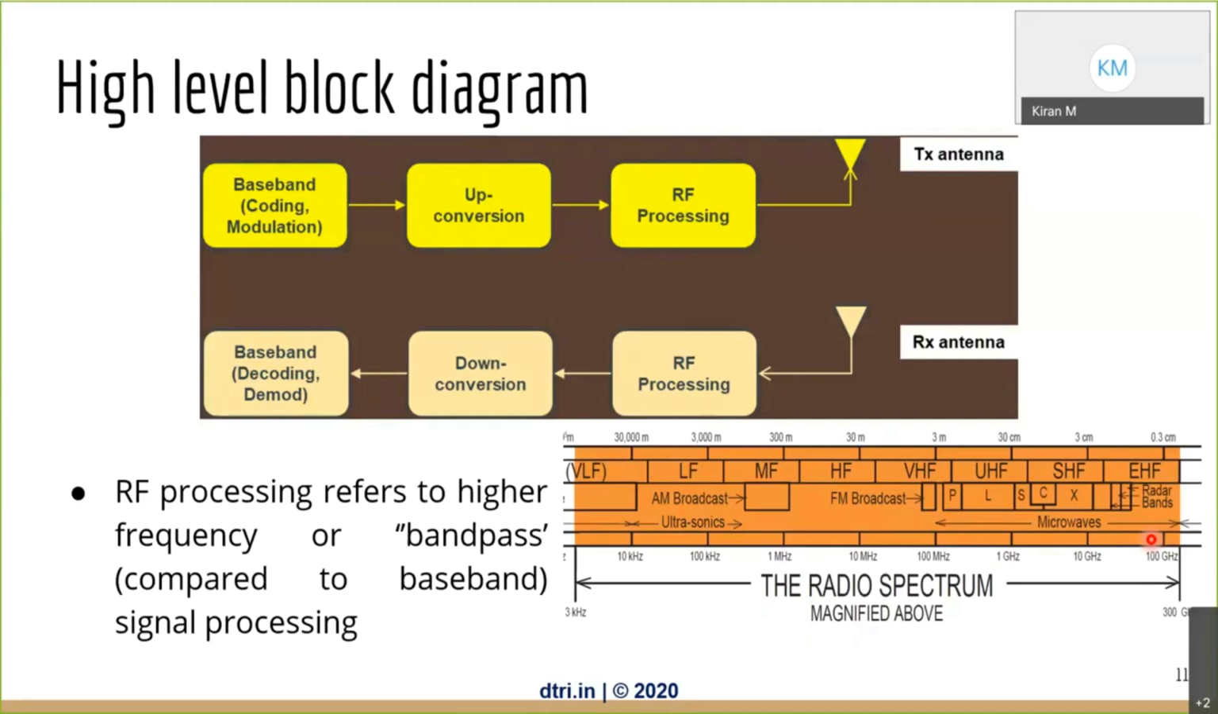The conclusion is RF processing refers to higher frequency or band pass compared to baseband. When you talk about baseband, we are talking about these low frequencies here. Okay, you can see here 3 kilohertz, 10 kilohertz. We are talking about these frequencies from a mobile phone perspective. These frequencies are the baseband frequencies. And whatever you see here, these are the band pass or the RF frequencies. RF, microwave, we can call it by any of the terms. Okay, so this is band pass, this is baseband.